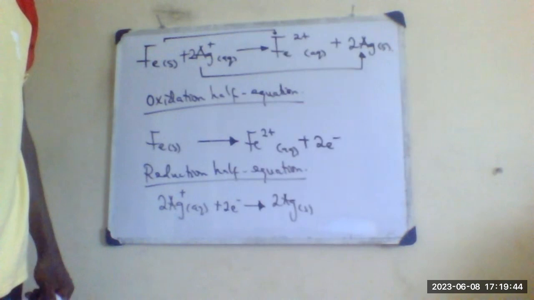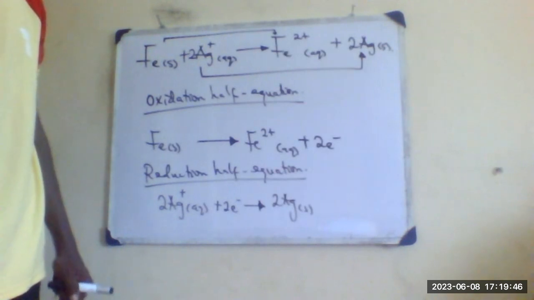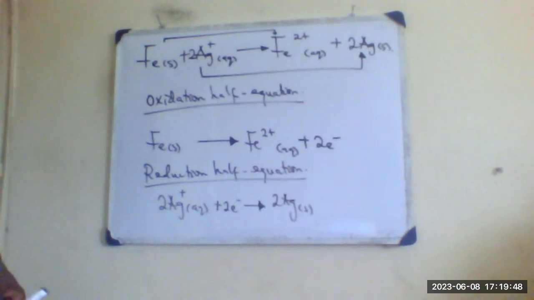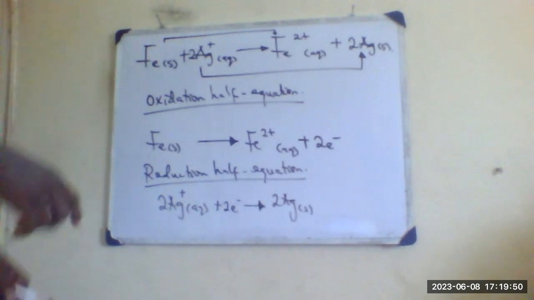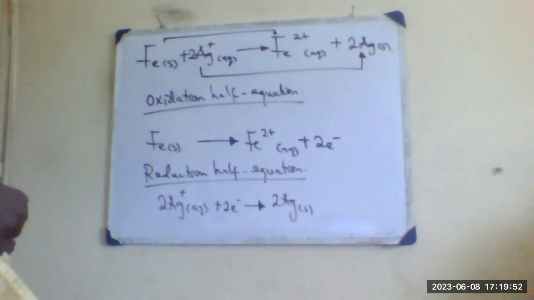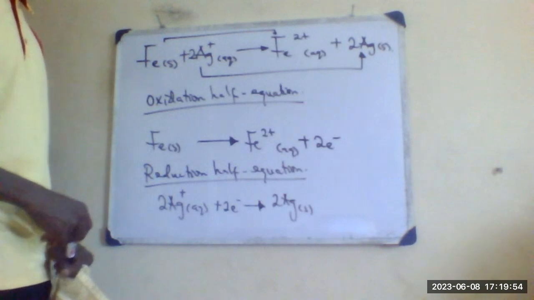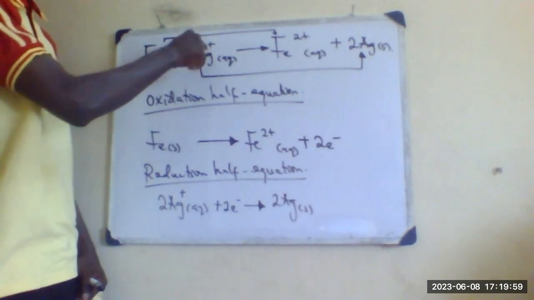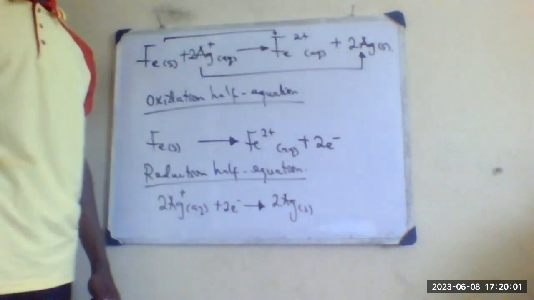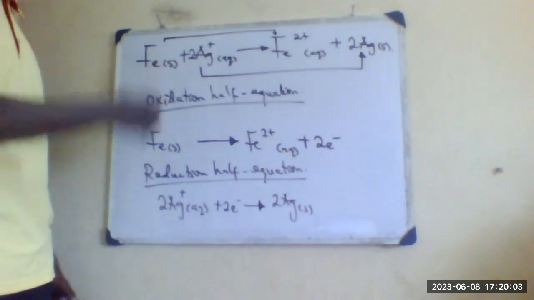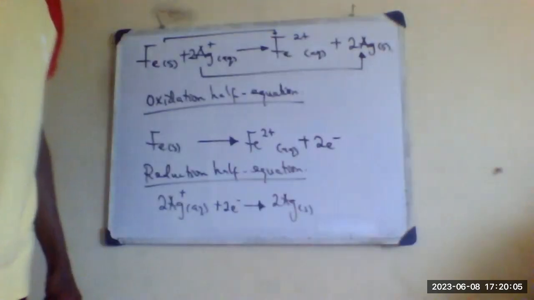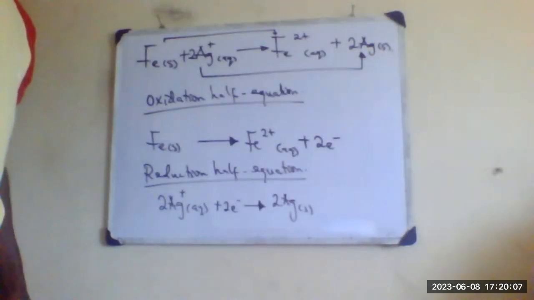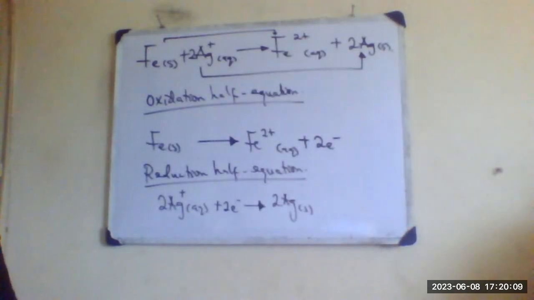The next question was state the change in the oxidation number of silver during the reaction. Silver is Ag+, so it's changing from +1 to 0. So the change in the oxidation number is from +1 to 0. I think that has answered the question.